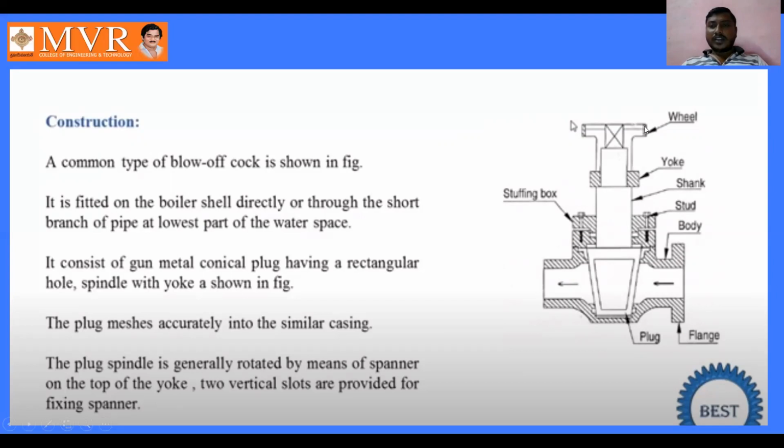This is the wheel which is used to rotate, this is the yoke, this is the shank, these are the studs, this is the body stuffing box, and this is the plug and flange. This is about the construction of the blow off cock.